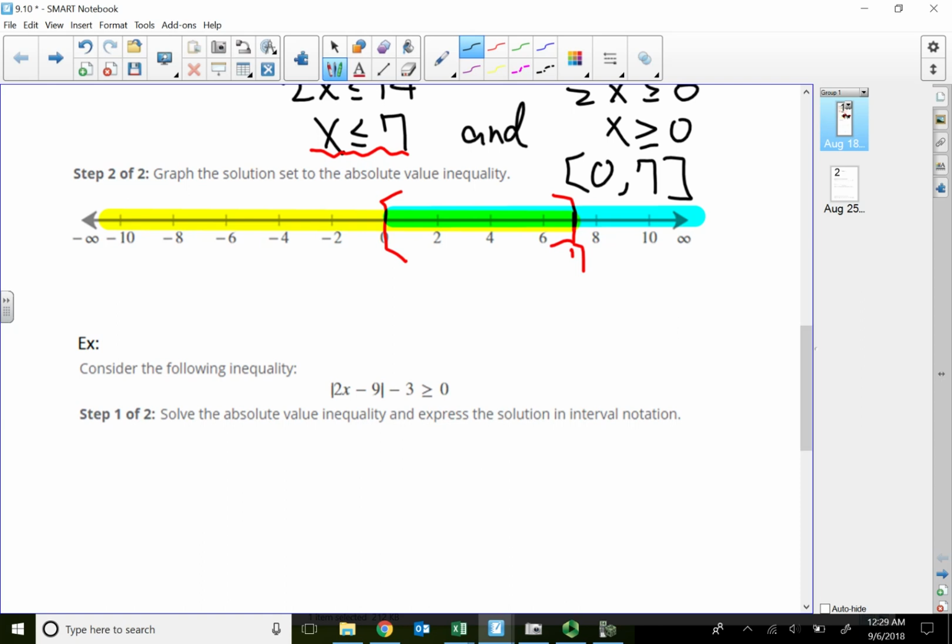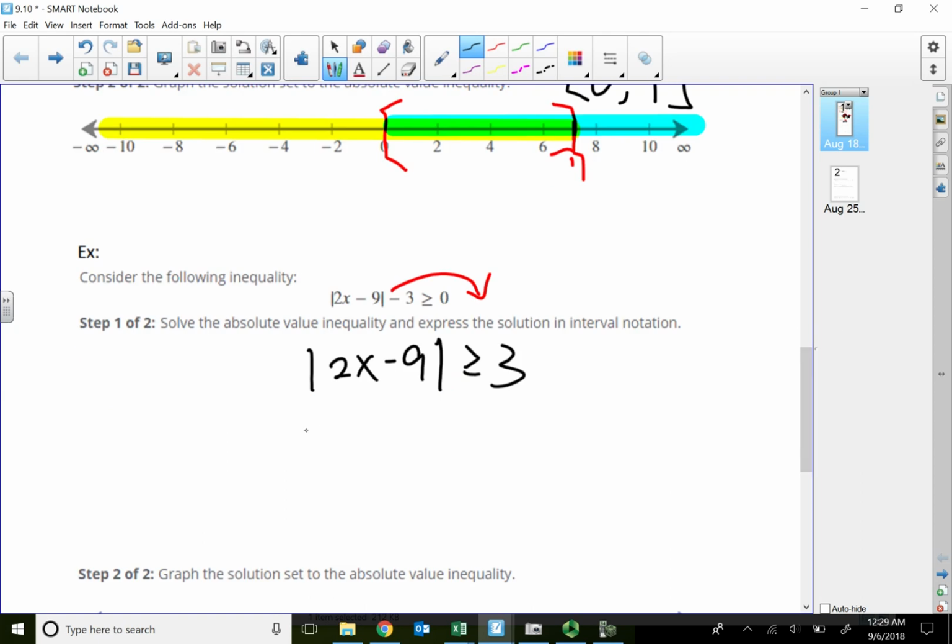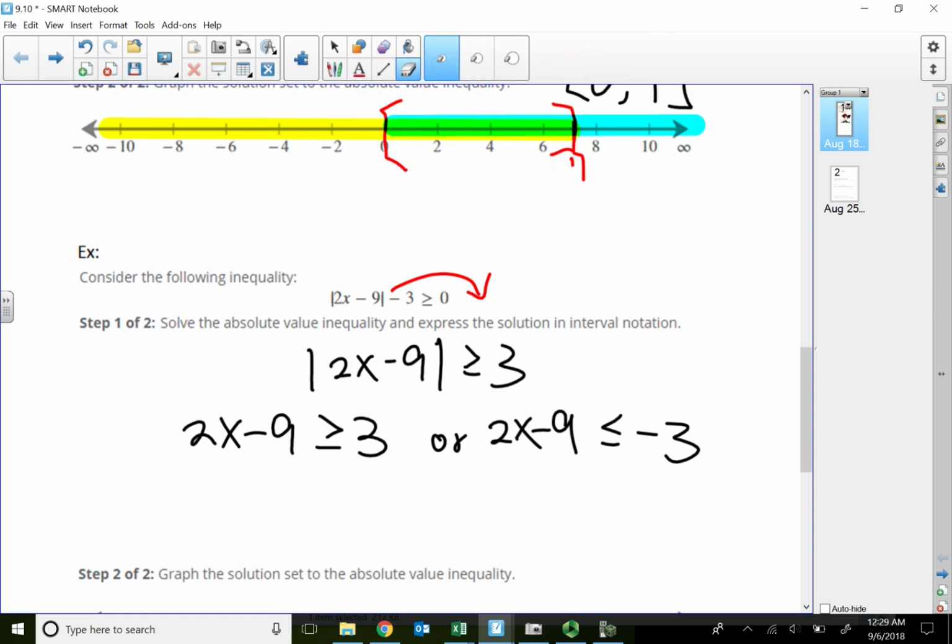All right, this one is greater than. Greater than uses the word or. So I'm going to move my negative 3 over. This time it will be the absolute value of 2x minus 9 is greater than or equal to 3. Once the absolute value term is isolated, I can split it into two different equations. Take whatever I have inside the absolute value and set it greater than or equal to positive 3, or take whatever is inside the absolute value and set it less than or equal to negative 3, because when I set it to negative 3, the inequality has to change.